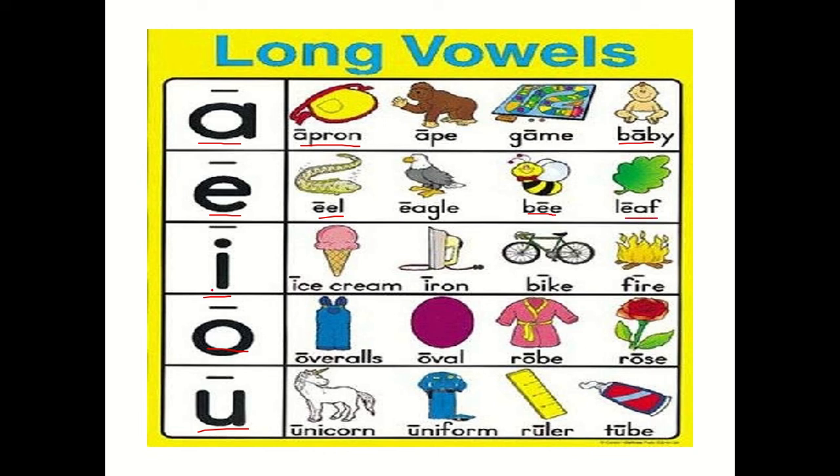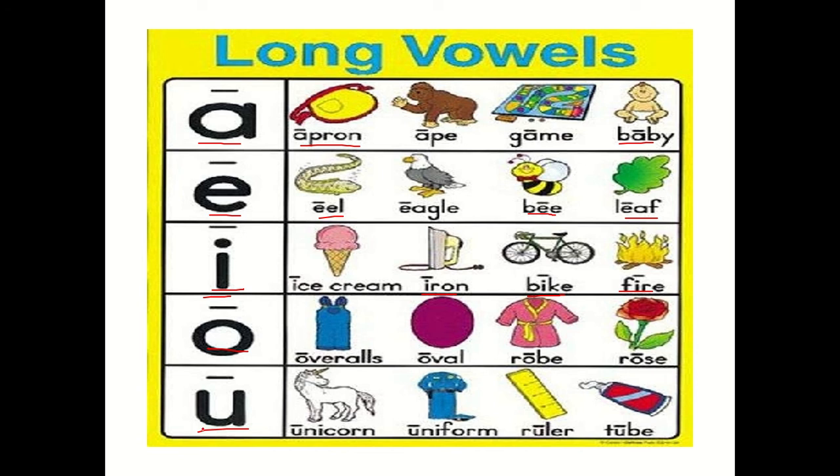We also have the letter I. And the long sound of the letter I is I, as in ice cream, iron, bike, and fire. And the next vowel letter is the letter O. And the long sound of the letter O is O, as in overalls, oval, robe, rose.